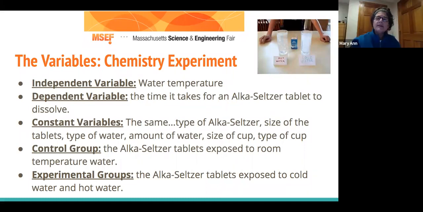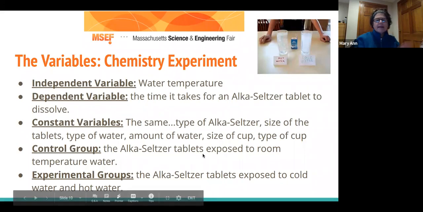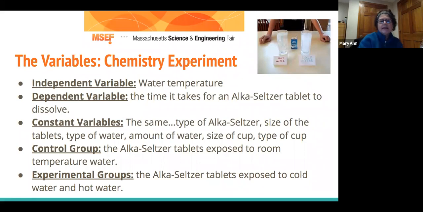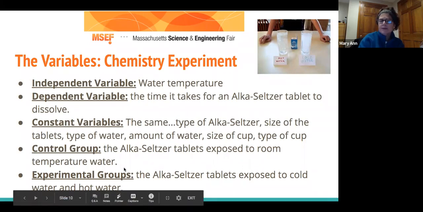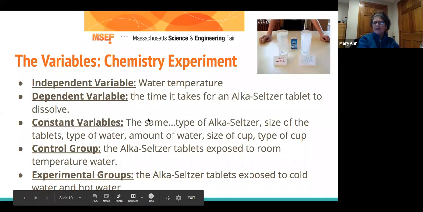Because it's going to be a group of tablets. So this is where textbooks get a little crazy. Controlled variables are what they mean by constant variables, all the things that you're keeping the same. But that's very different from a control group or your experimental groups. Students always think controlled variables are their constants. The control group is the group that you're going to use as your baseline to compare the experimental data to. It's kind of like how you have a control group for drug testing.